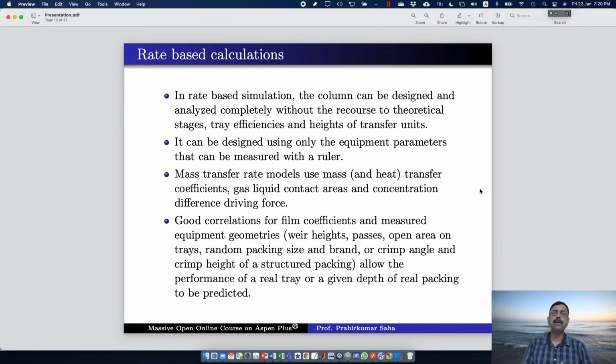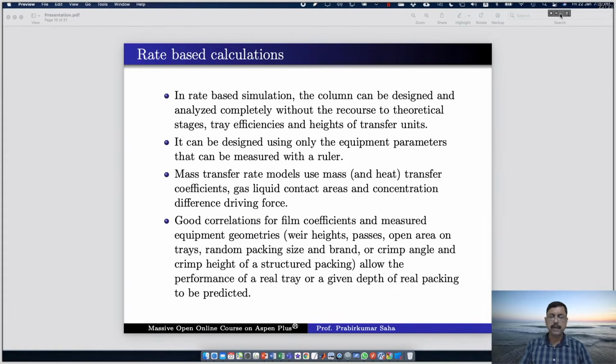Till now we were doing only equilibrium based calculation. Now we will see how the rate-based calculations are done. In rate-based simulation, the column can be designed and analyzed completely without recourse to any theoretical stages, stage efficiencies, and height of transfer units. You can literally take a ruler and measure the height in feet and meters and give that information to Aspen Plus, and it can calculate on the basis of rate.